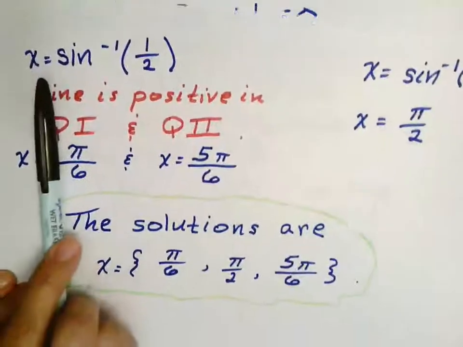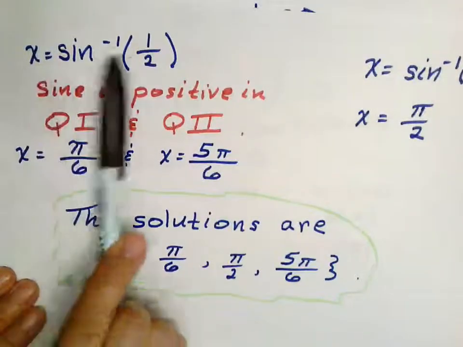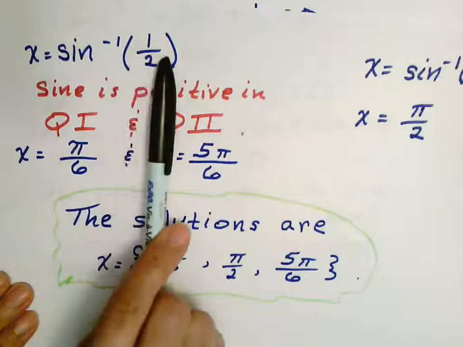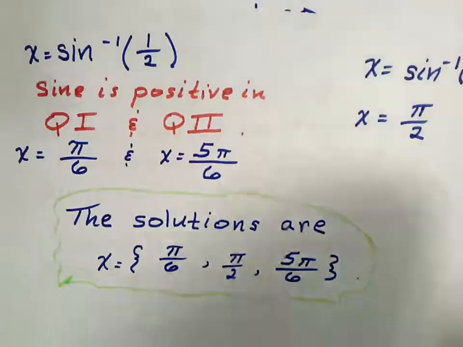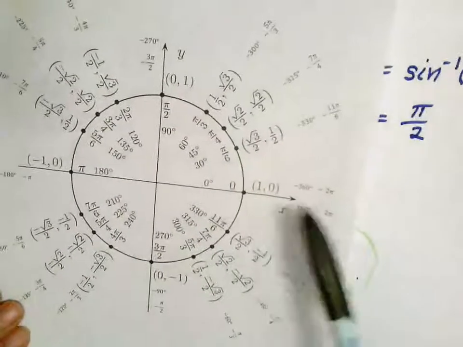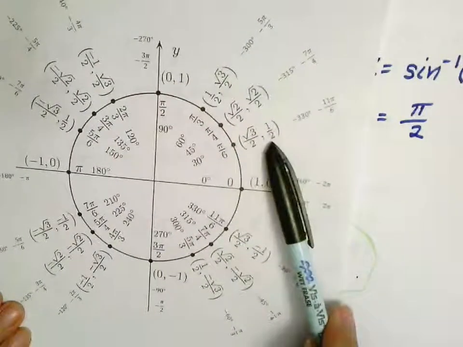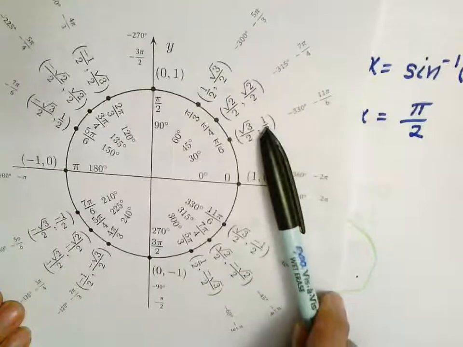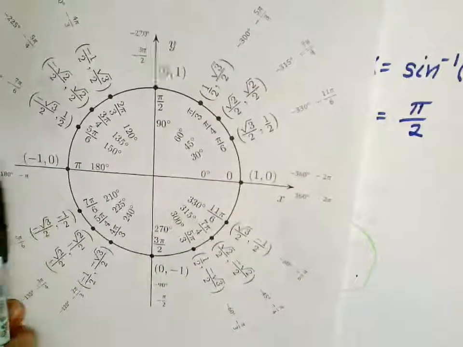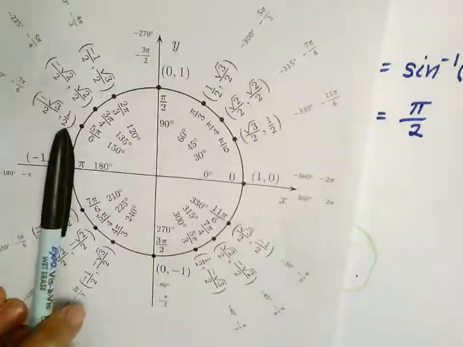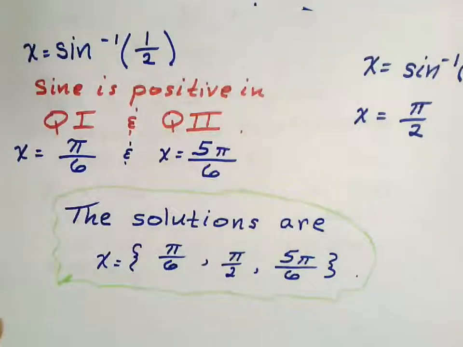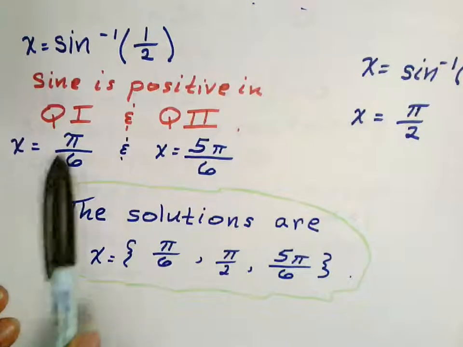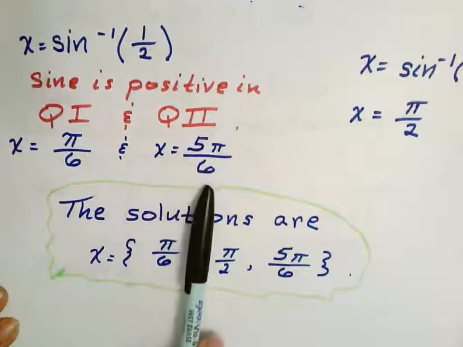Now, this says that x equals inverse sine of a half. And sine is positive in the first and the second quadrants. So let's look. In the first quadrant, the sine is a positive 1/2. You see, that's the y-coordinate on the unit circle, pi over 6. In the second quadrant, sine is a half at 5 pi over 6. So that's how we're getting x equals pi over 6, and x equals 5 pi over 6.